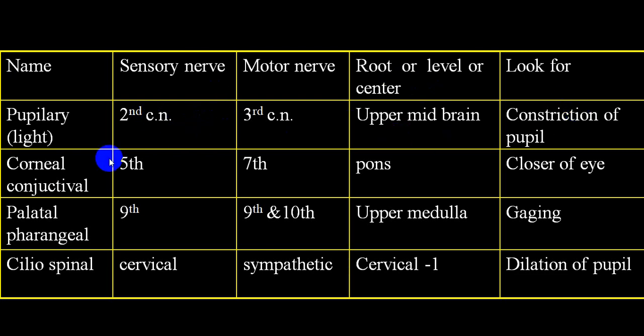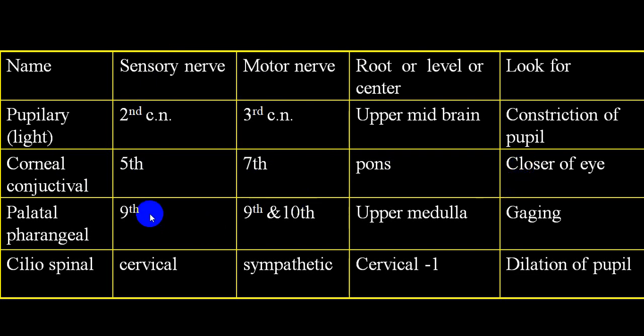I am not discussing in detail, we have already discussed in the second cranial nerve. Corneal reflex, you stimulate the cornea part, and in conjunctival we stimulate the conjunctival part. Sensory pathway is the fifth cranial nerve, motor is the seventh, which is supplying orbicularis oculi. Center is pons, and the response is closure of the eye.